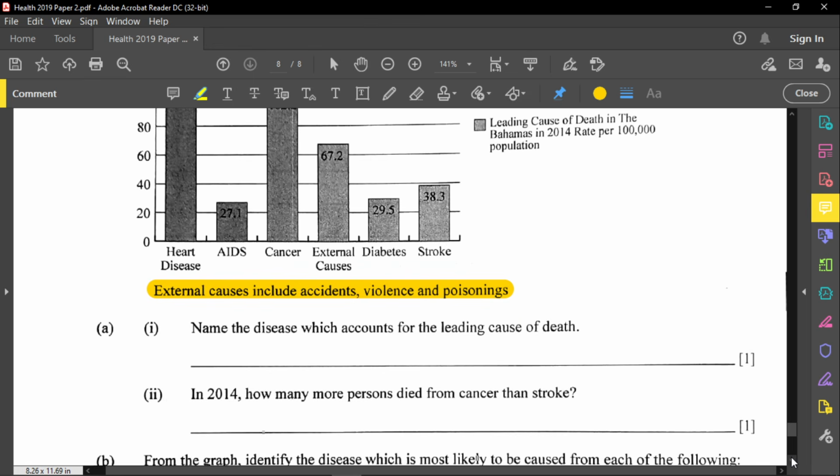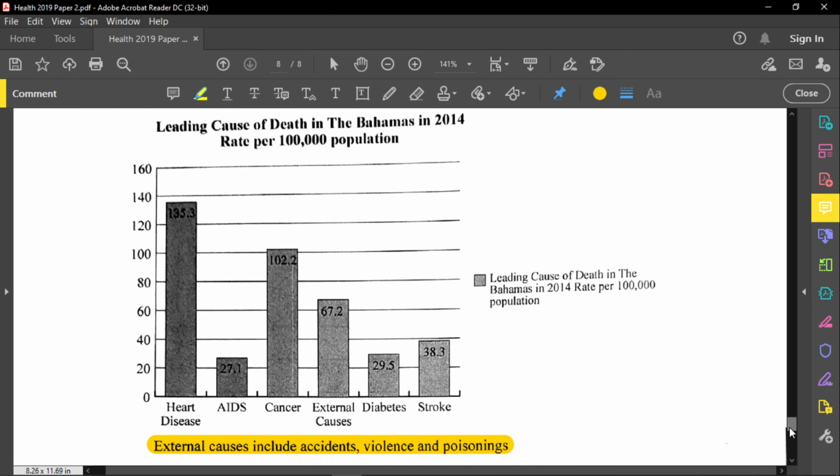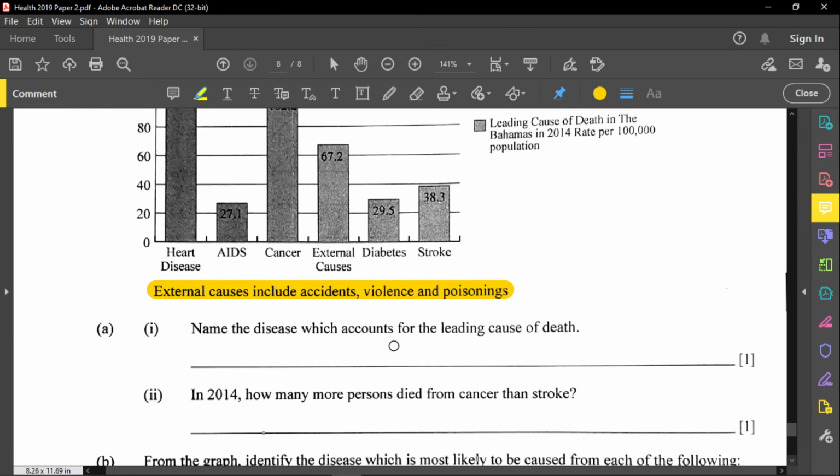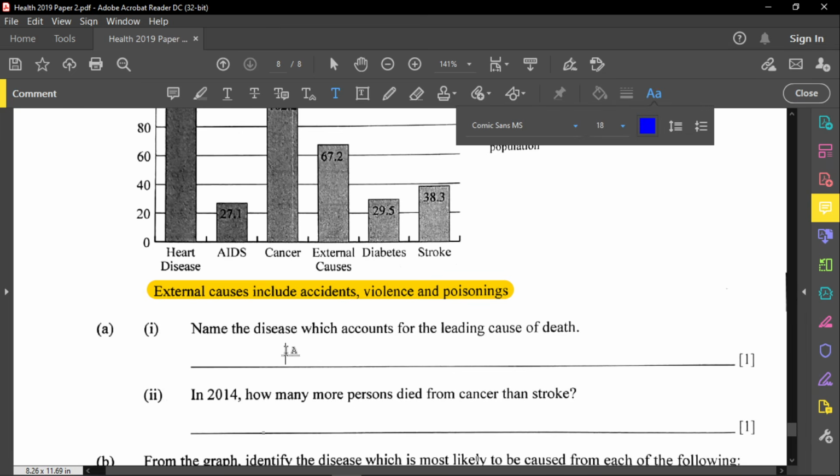So the first part of the question is: name the disease which accounts for the leading cause of death. If we go back to the chart, the leading cause of death right here will be heart disease. Okay, so heart disease is the leading cause of death. All right, so let's write that in. Heart disease.